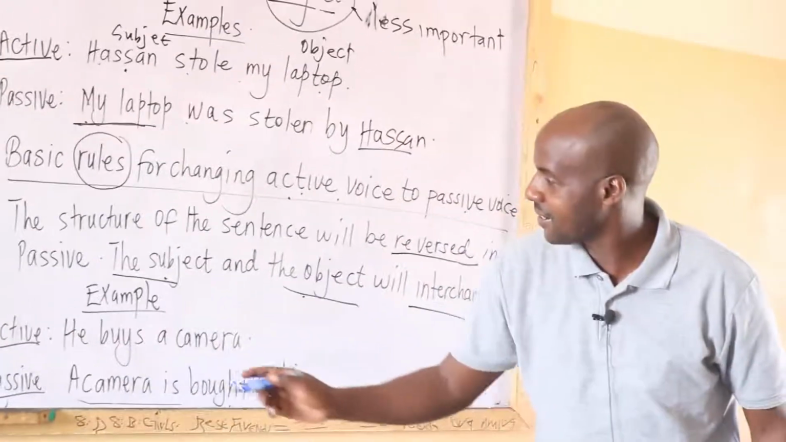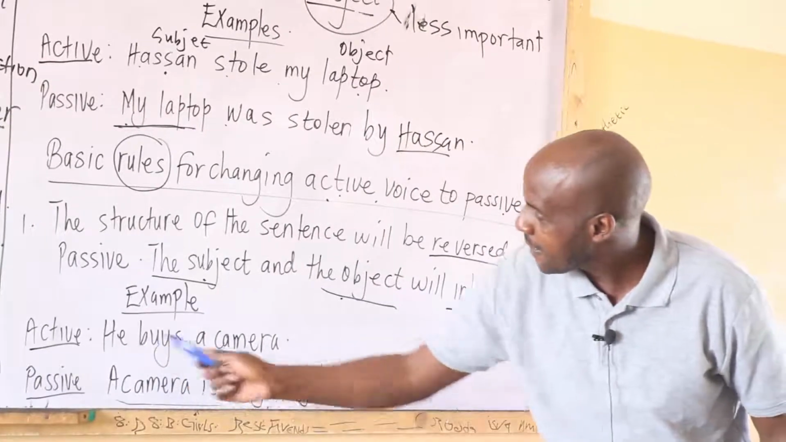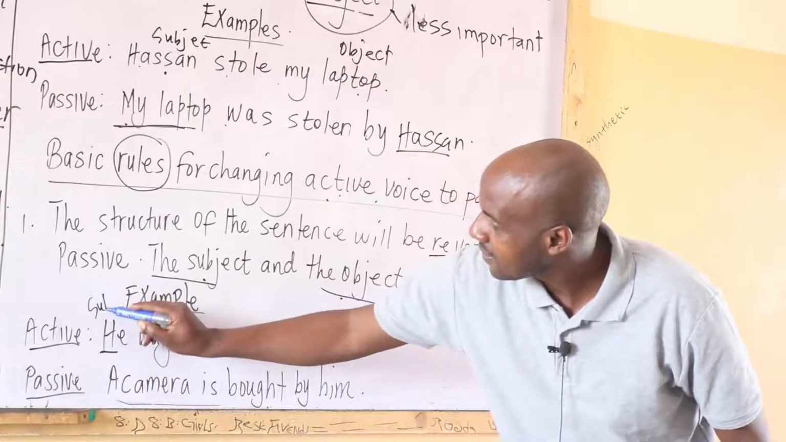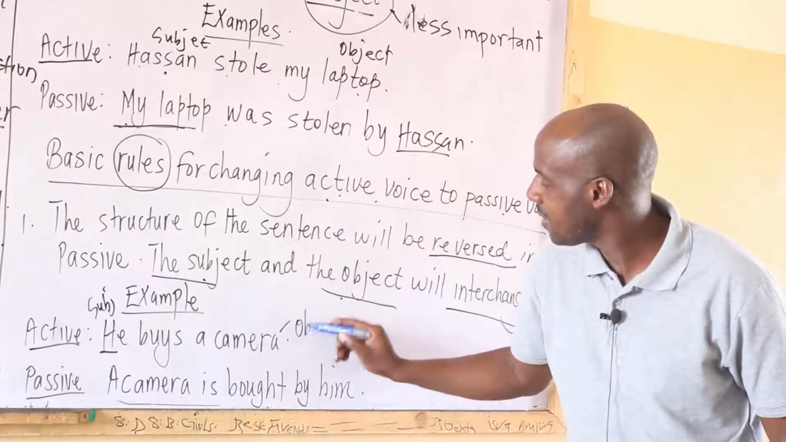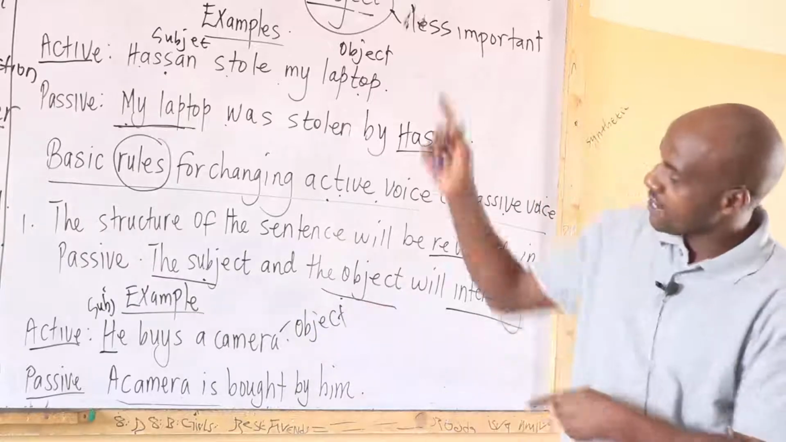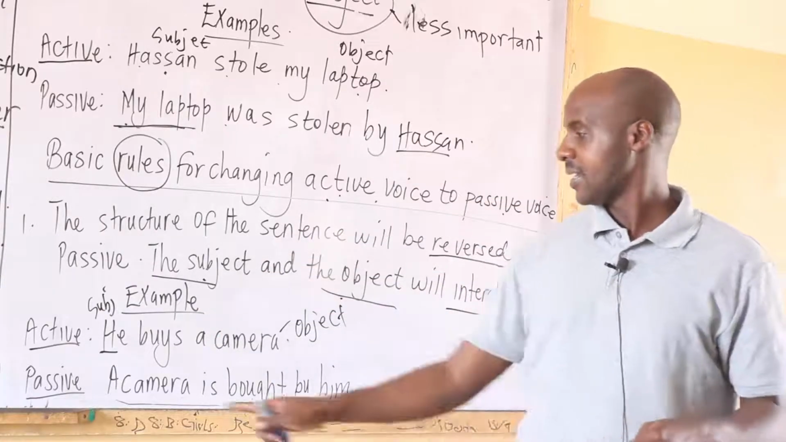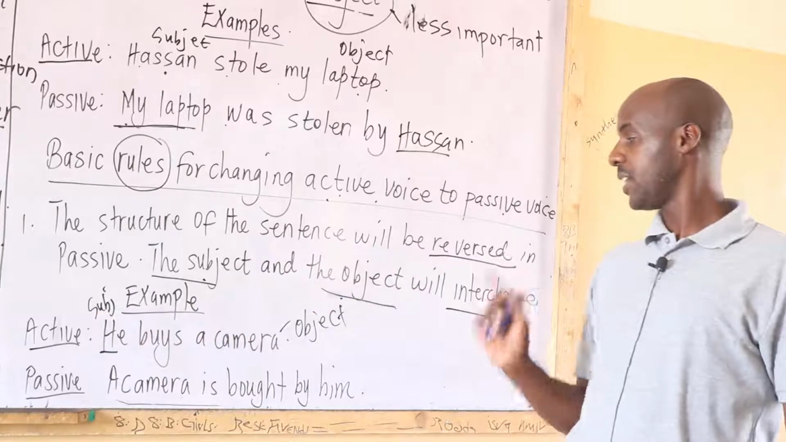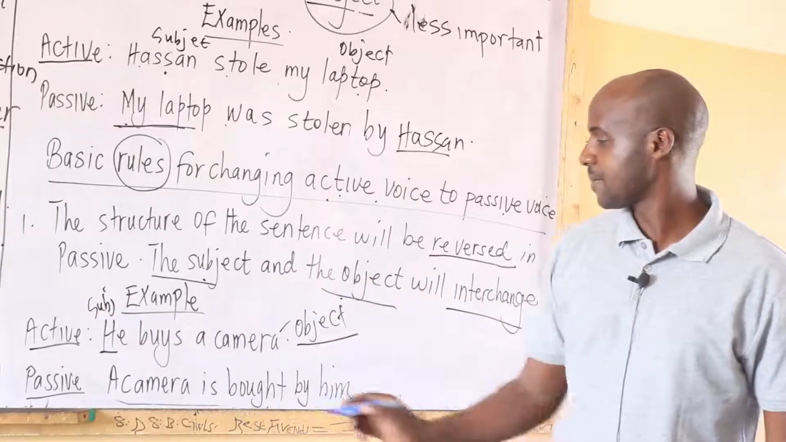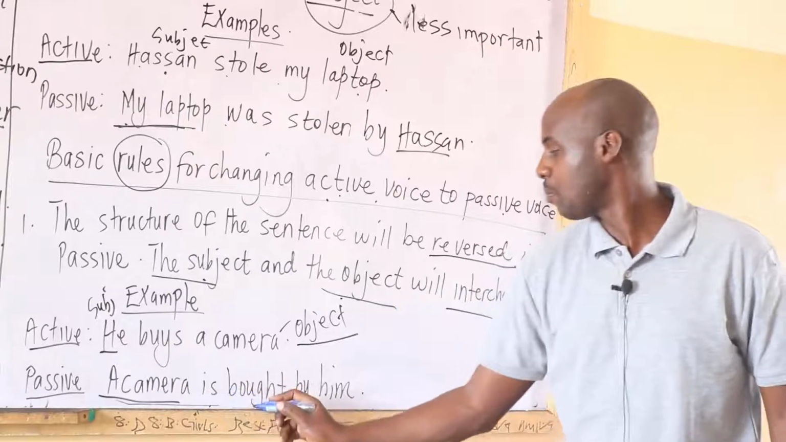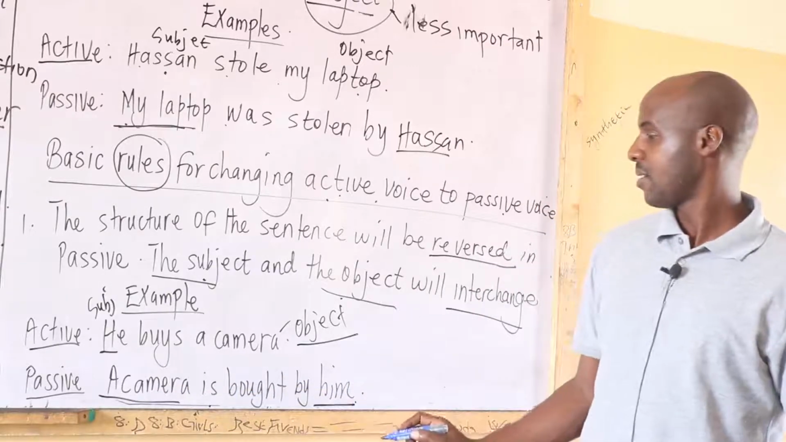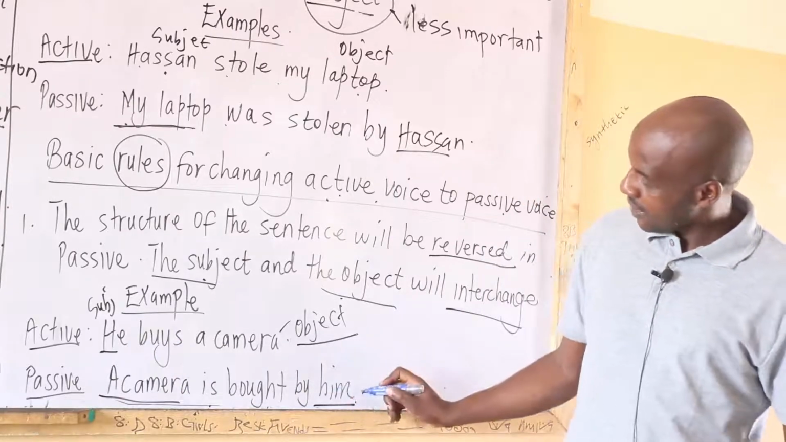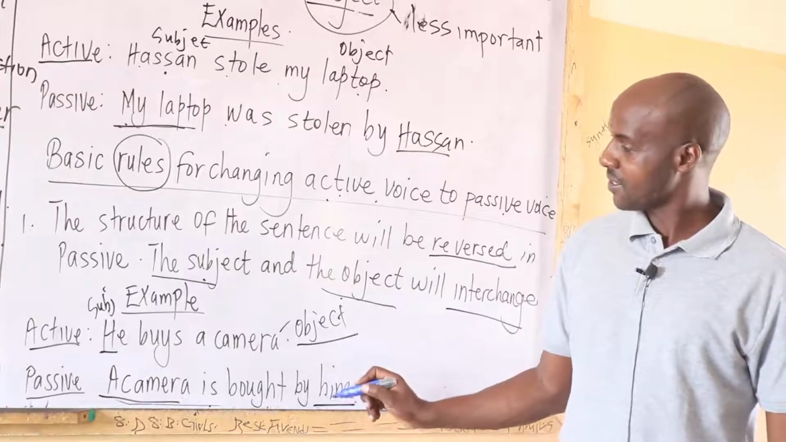Another example I can give: he buys a camera. He is the subject. Camera is the object. So when you change this sentence into passive voice, now the object takes the place of the subject and the subject takes the place of the object. So you begin with the object. A camera is bought by him. So this is now in passive voice.